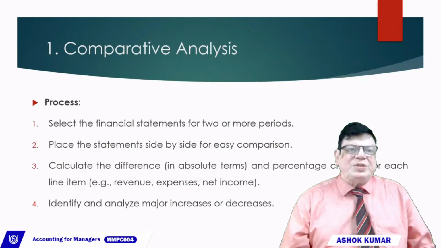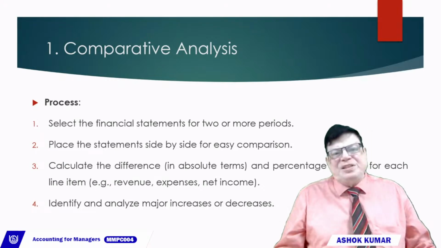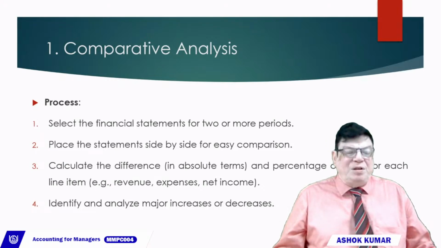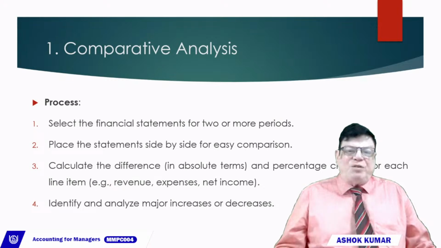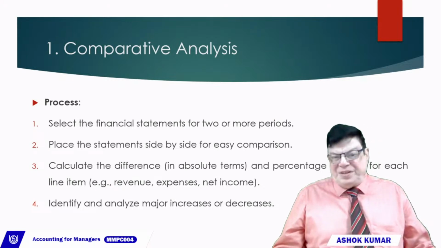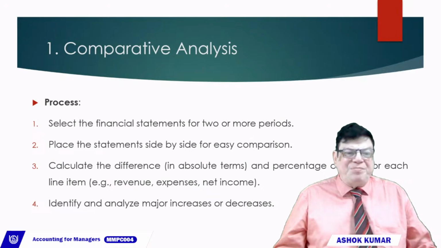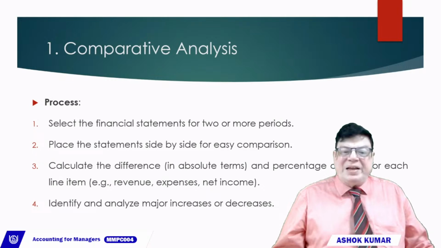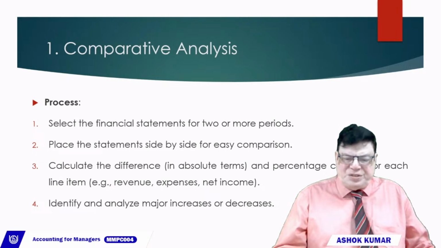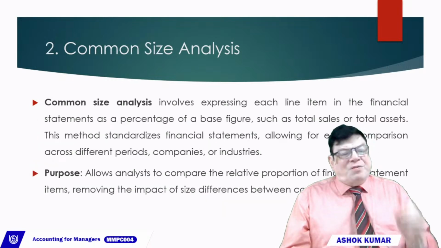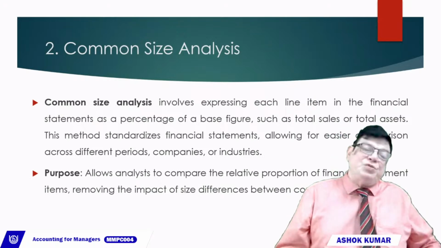The next is process. Select the financial statements for two or more periods. Place the statements side by side for easy comparison. Calculate the difference in absolute terms and percentage change for each line item, that is revenue, expense, net income. Identify and analyze major increases or decreases. Say, for example, why has the sale reduced? What is the reason?